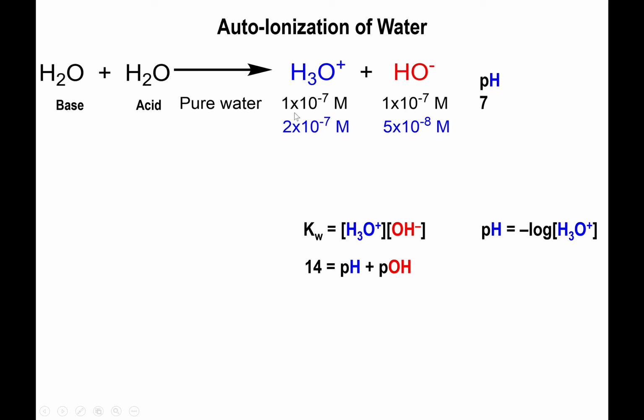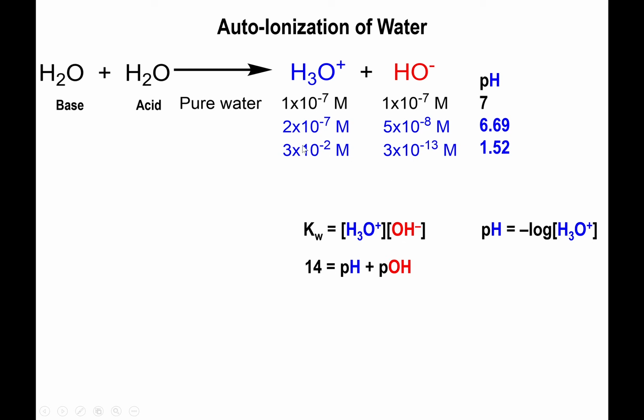But when you take the negative log of 2 times 10 to the negative 7, you find out that the pH is now 6.69, less than 7. The solution is acidic because you have more hydronium than you do hydroxide. To give you a much more drastic example, if the concentration of hydronium is 3 times 10 to the negative 2 and the concentration of hydroxide is 3 times 10 to the negative 13, mind you, the product of these two numbers still has to equal 10 to the negative 14.